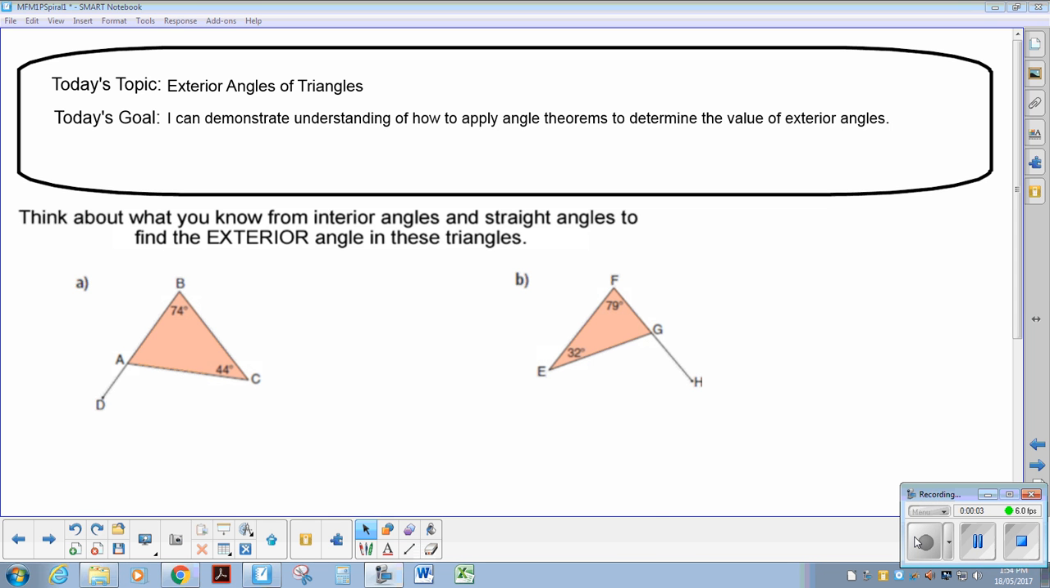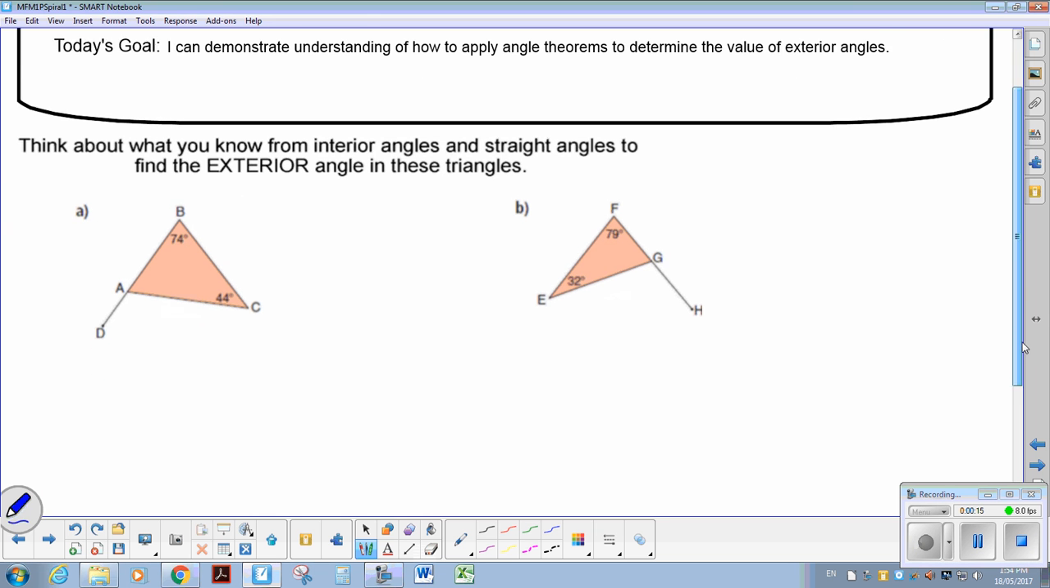Final lesson in Spiral 1. And today we're looking at exterior angles of triangles. And the goal is that you can demonstrate an understanding of how the angle theorems apply when we're dealing with exterior angles.